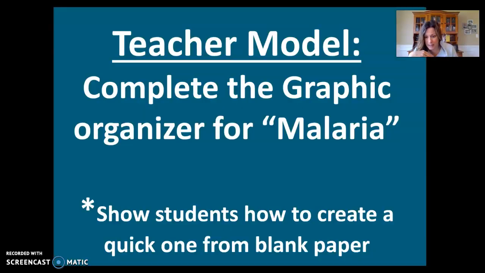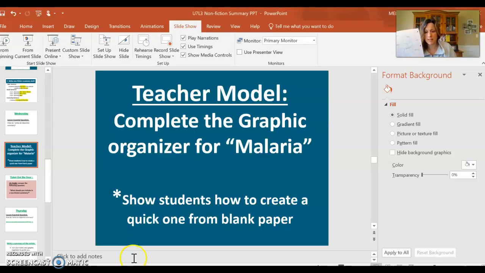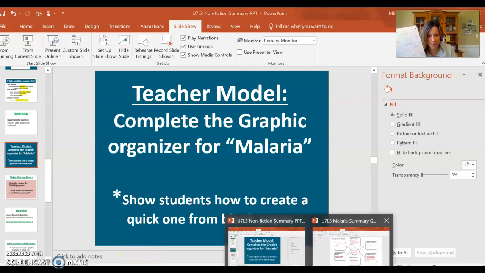So let's continue here. The first thing I'm going to do for you is model how to complete a graphic organizer for the text Malaria. Now, very simply, you can create a graphic organizer on a piece of paper, and that is what I would like you to do. Grab a piece of lined paper, plain paper. It doesn't need to be fancy, but you're going to create a graphic organizer, and it is going to look something like this.